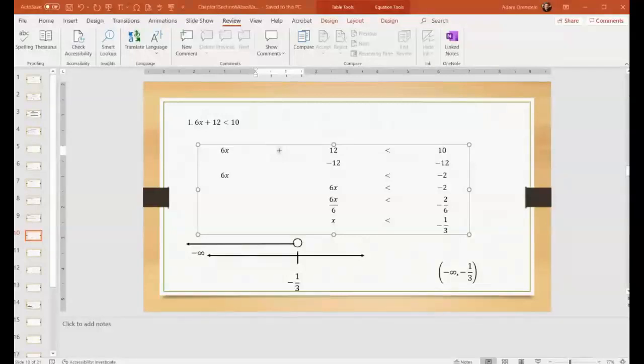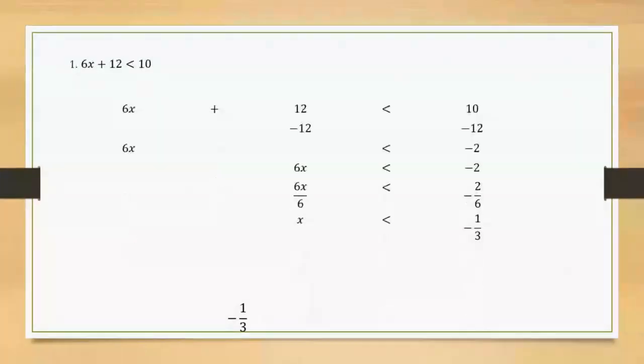Okay, so we have this example as well. After this example, I'll let you guys try some on your own. But if we do this one first, okay. So here what we're doing is we're solving the inequality 6 times x plus 12 is less than 10. Okay, so that's what we're doing here.